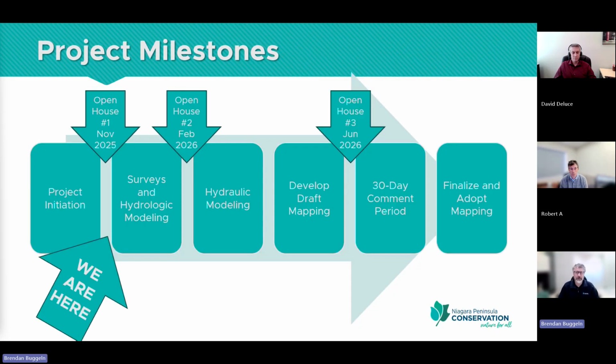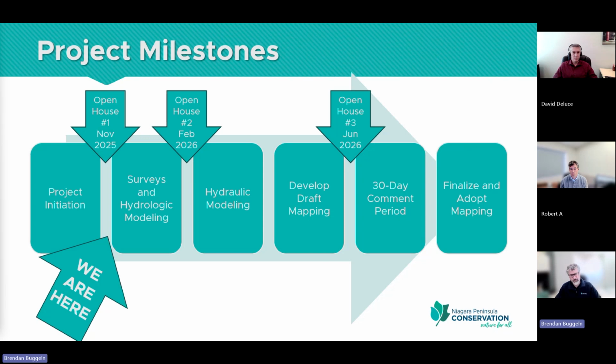Here's the general project schedule and outline for how we do these floodplain mapping projects. We are right here at the beginning, just after project initiation at our first open house. The first step in the project is to do some field surveys and hydrologic modeling, after which we'll have another open house to meet with you again. That's tentatively scheduled for about February, probably. The consultants will then do all of their modeling and come up with draft mapping that we'll present at our third open house, now scheduled for June.